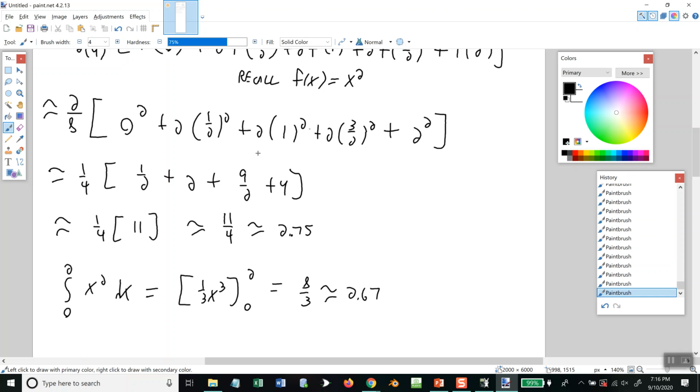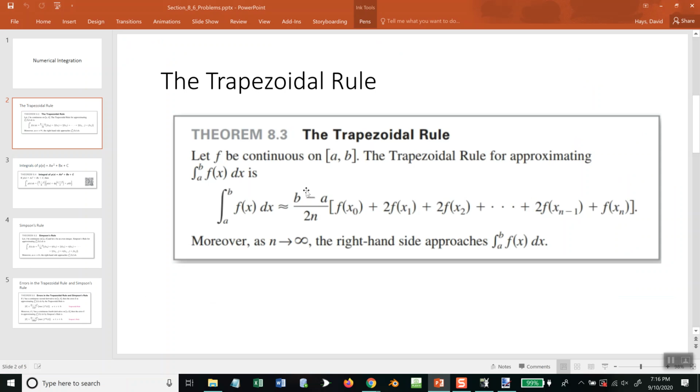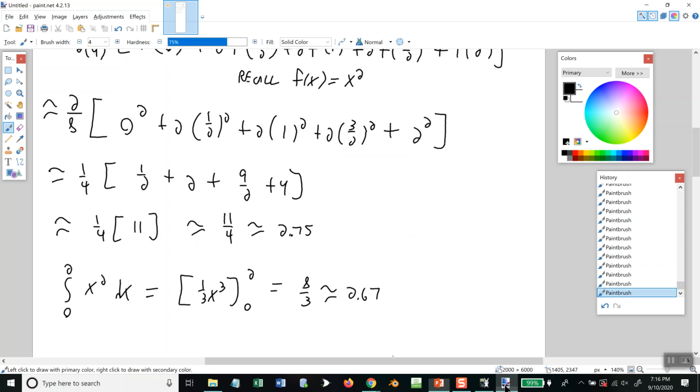You can see why I'm not going to give you a very hard one on the quiz or the test, because it's just tedious. It's not hard, it's just tedious. Now that is our first one, the trapezoidal rule. I'm going to show Simpson's rule next, but are there any questions on that? Are we good on that one? Okay.